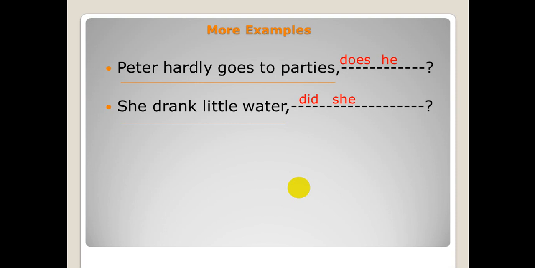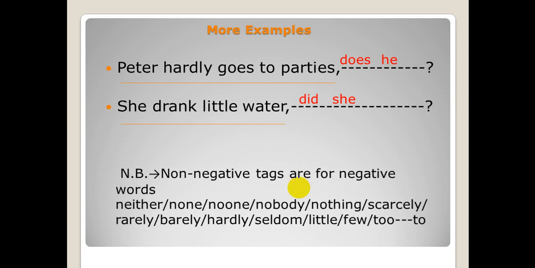Now let me explain why these statements are basically negative. Look at the information. Affirmative tags are for negative words. Which are the negative words? Neither, none, nobody, nothing, scarcely, rarely, barely, hardly, seldom, little, few. These words convey negative meaning, so their presence makes the statement negative. From that point of view, the tag questions are affirmative tags, right?